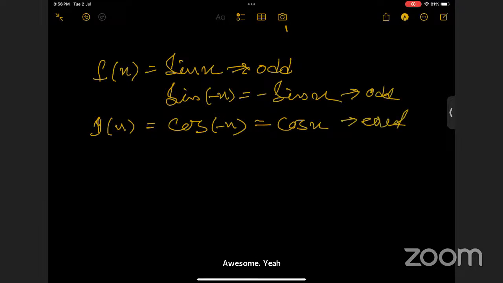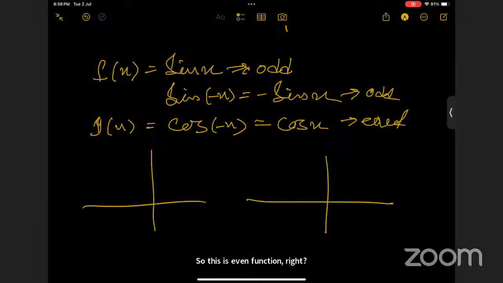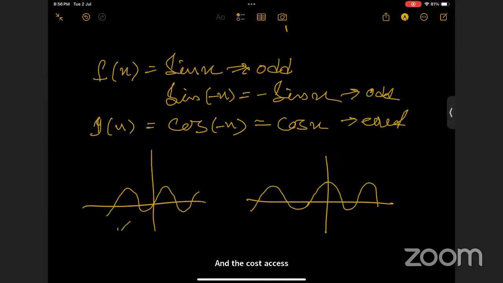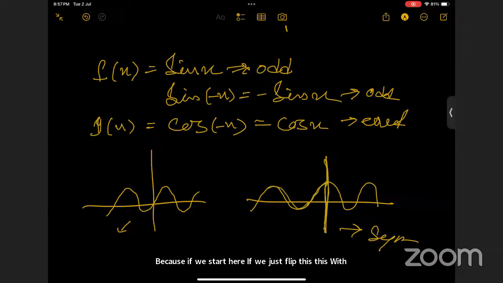But if we look at the graph, both will be symmetric. The sin x graph will be something like that. I think this is not symmetric. Yes, ma'am, it is symmetric about the origin. You can check. And cos x is symmetric about the y-axis. See, this graph is not symmetric. No, ma'am, it is symmetric about the origin. Because if we start here and flip this curve with respect to this axis, then this portion and this portion will overlap, right?